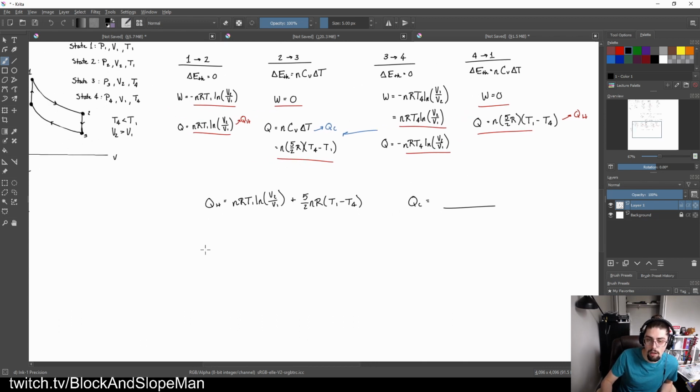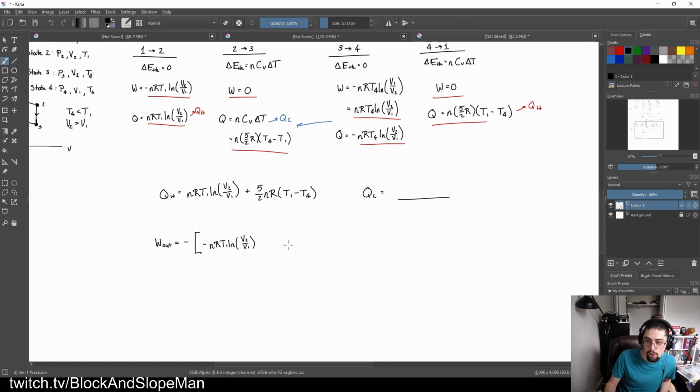I like to work with work out instead. So just as before, work out is going to be take the work of every single one of these, throw a negative sign in front of all of it. So that'll look first like this: negative nRT1 natural log of V2 over V1. And then we've got the exact same thing over here on the other side. Plus nRT4 natural log of V2 over V1.